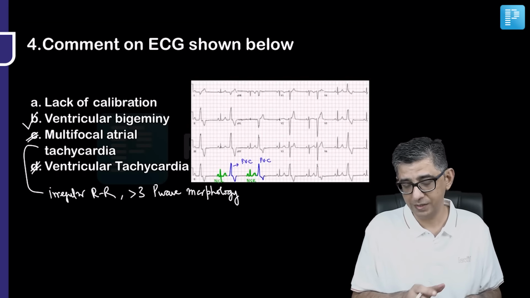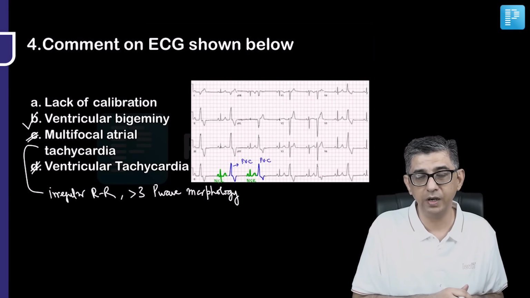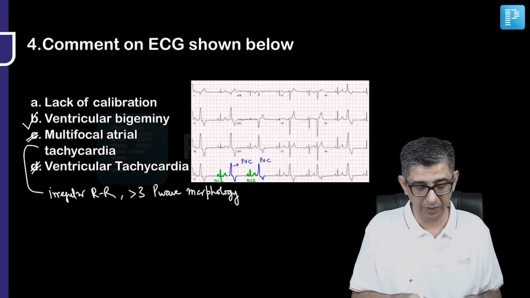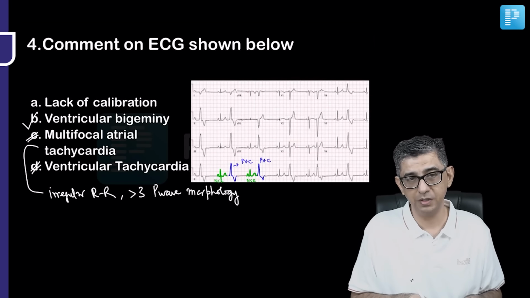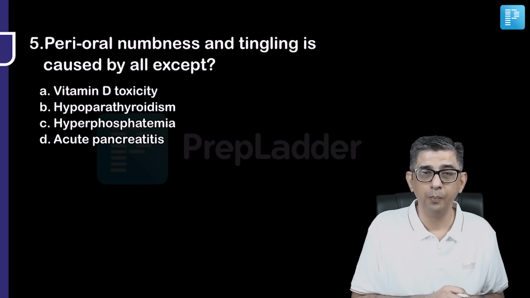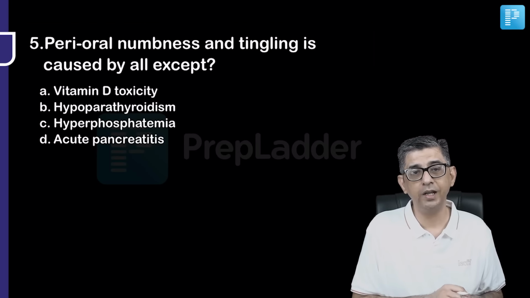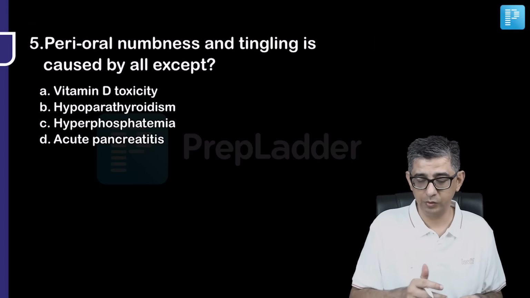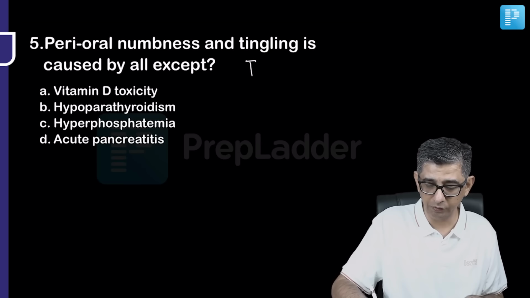Though most guys agreed that the alternative was NSR with a PVC, which would be a ventricular bigeminy, the answer to this question is the second one. And we move on to the subsequent one, where he said perioral numbness and tingling would be caused by all of the following except. So the characteristic presentation is that of tetany.